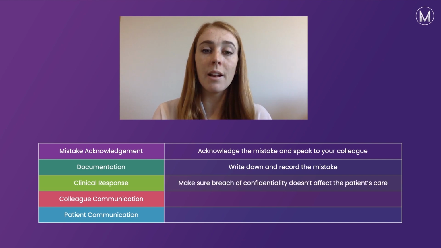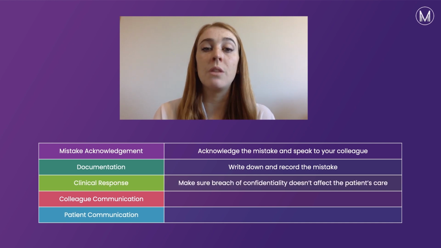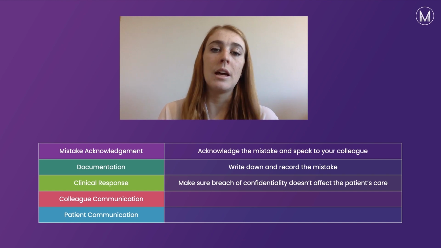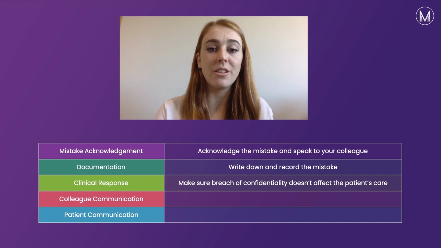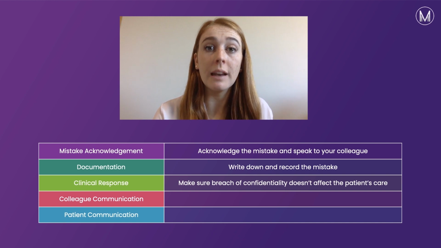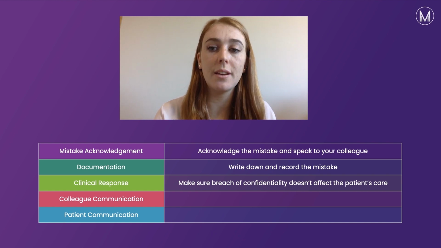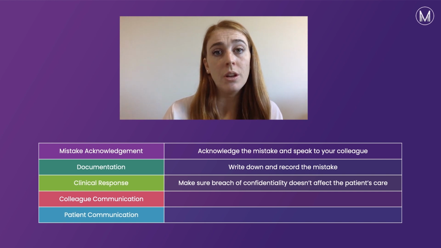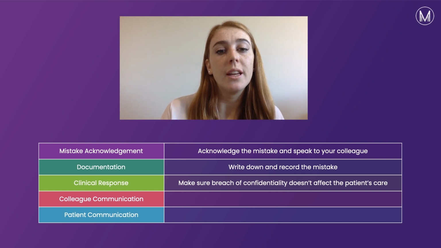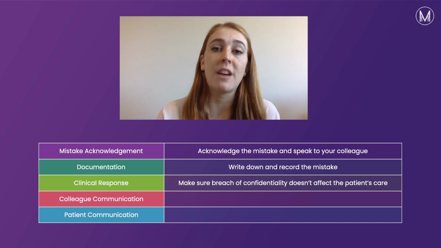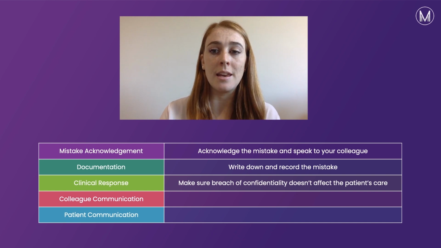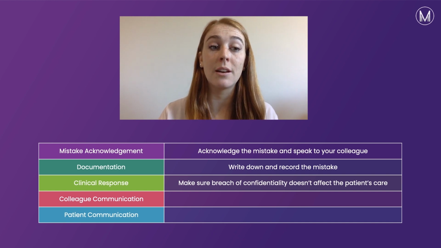Third thing to consider is clinical response. So you need to make sure that the medical student breaking confidentiality hasn't affected the clinical diagnosis or prognosis of the patient. And this also becomes relevant in situations where perhaps a mistake made was more of a clinical mistake rather than a confidentiality mistake, such as administering the wrong drug or giving a drug that the patient is allergic to or making a procedure go wrong, in which case it's even more important to check that the clinical diagnosis and prognosis of the patient hasn't been affected and that any adverse effects the patient experiences are counteracted clinically as soon as possible.